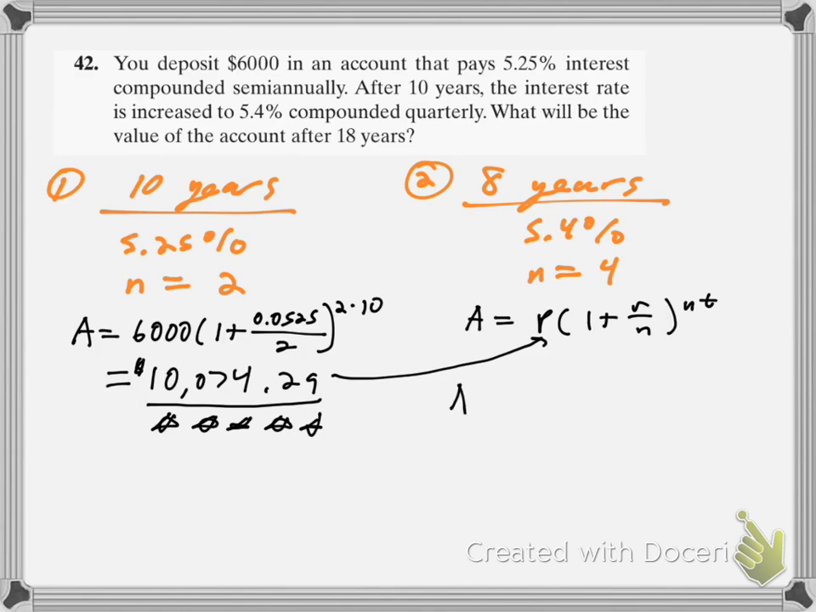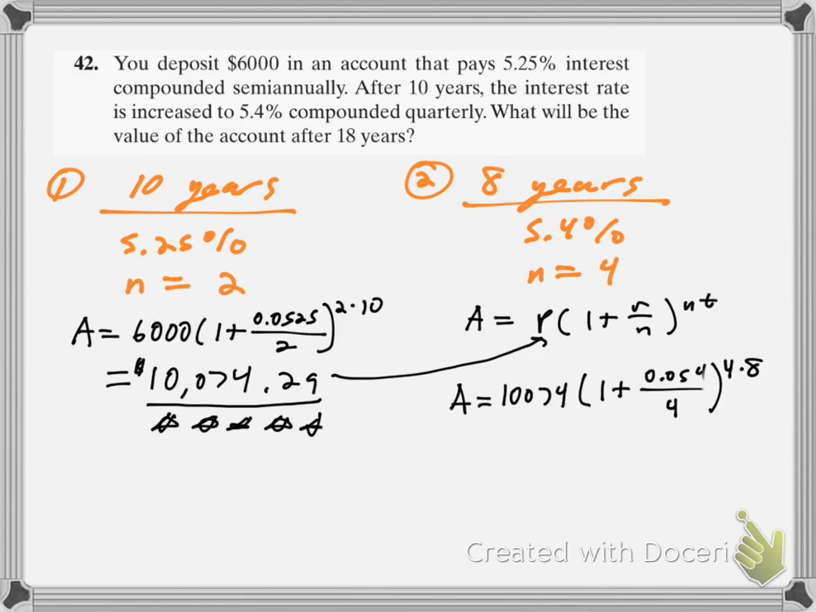So that has to become the new amount I'm investing, because that's what's in the bank account right now. So my new amount is going to be 10,074, and I'm going to leave the change off because it's not going to be significant. Usually they have you round to the nearest dollar. And then I have a new rate here. It's 0.054 at this point now. It's compounded quarterly, so that'd be 4 for the n. And then this is now for 8 more years. That's why I put the 8 there.